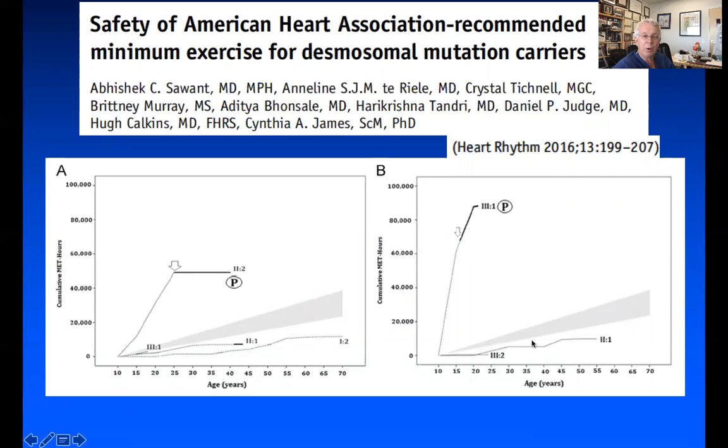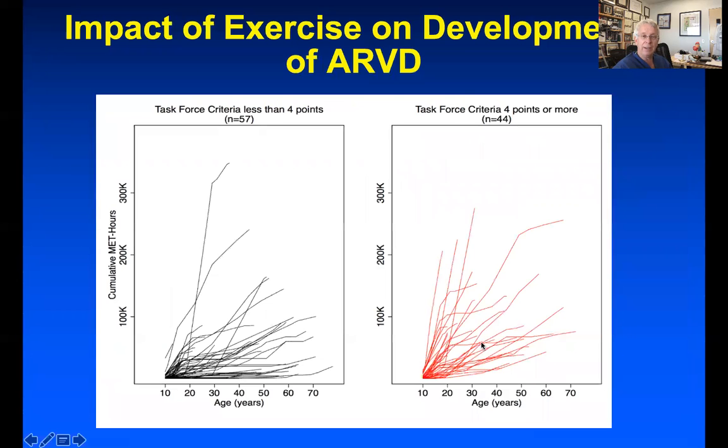Here's another, even more extreme example. The proband, the one who got ARVD, had done literally 50,000 MET hours by the age of 16, gets diagnosed with ARVD, and eventually stopped exercising. His siblings, who exercise very little, are doing well without ARVD.